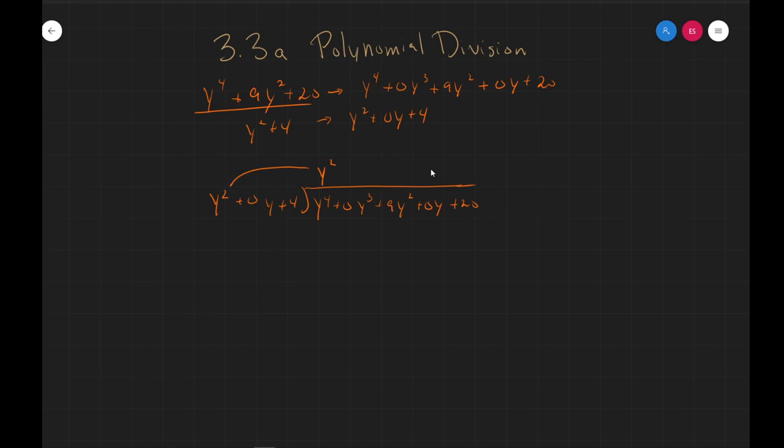So we take y squared and distribute it into all of these other three terms. Okay? So y squared times y squared is y to the fourth. Y squared times 0y is plus 0y cubed. Y squared times 4 is plus 4y squared. And again, we're going to subtract this entire parentheses. So y to the fourth minus y to the fourth is 0. 0y cubed minus 0y cubed is 0. 9y squared minus positive 4y squared is 5y squared.